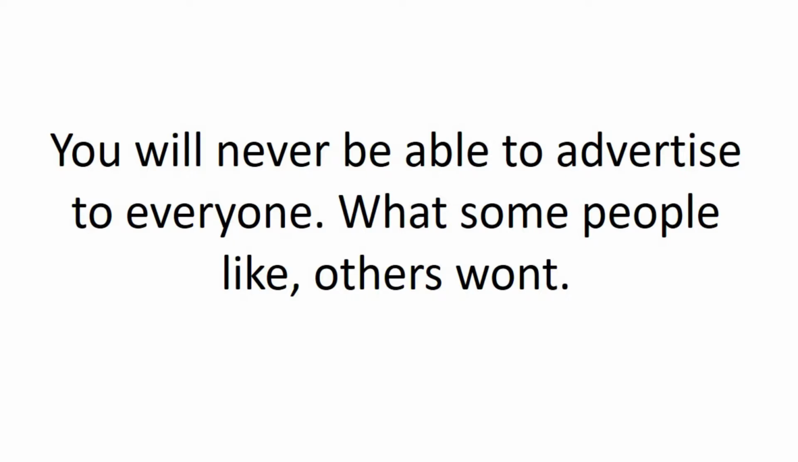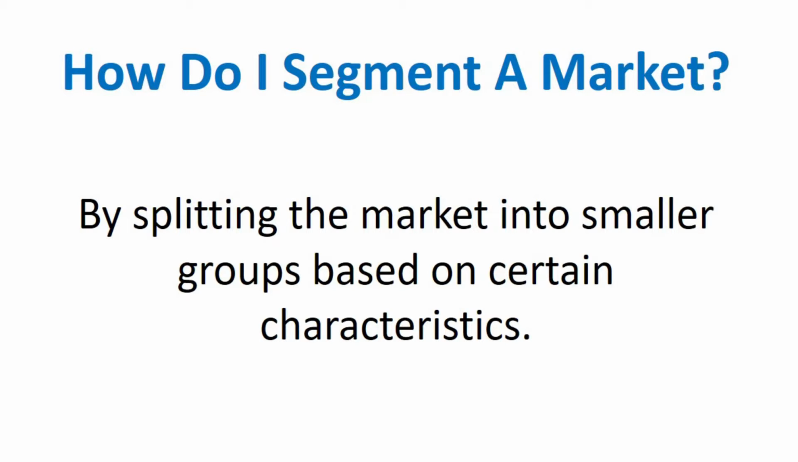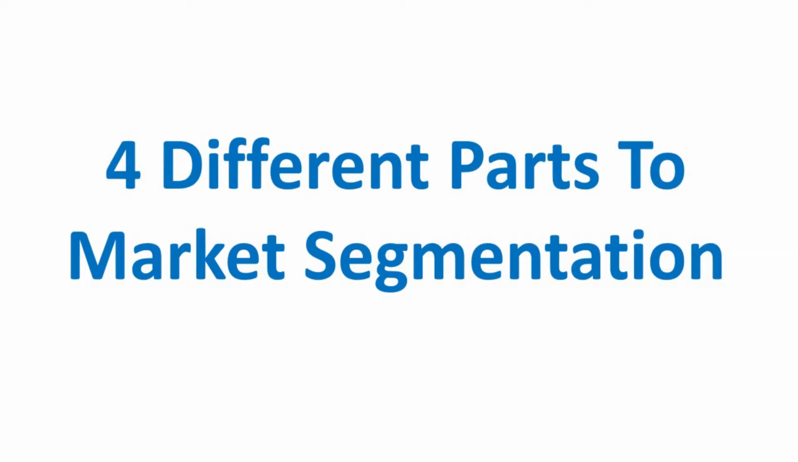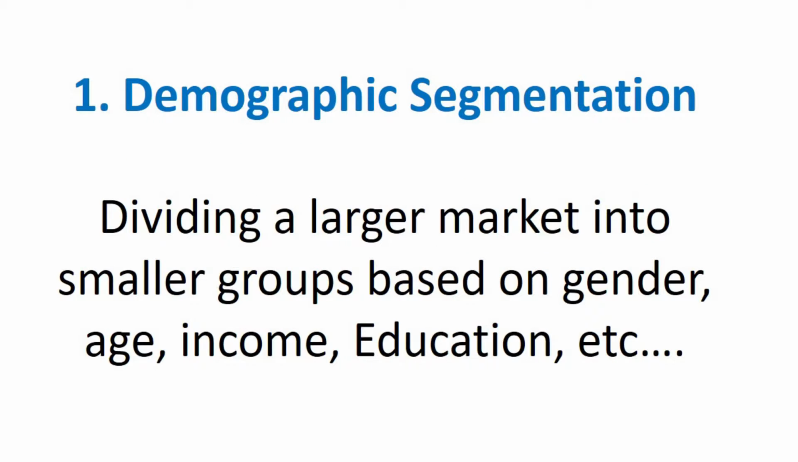All right, so I know what you're asking now is, Carson, how do I segment a market? Basically, to segment a market, we simply dive into that market and split it into smaller pieces. Now, there are 4 different parts of segmentation. Number one, the first one is what we call demographic segmentation. Demographic segmentation is dividing a larger market into smaller groups based on gender, age, income, education, etc.